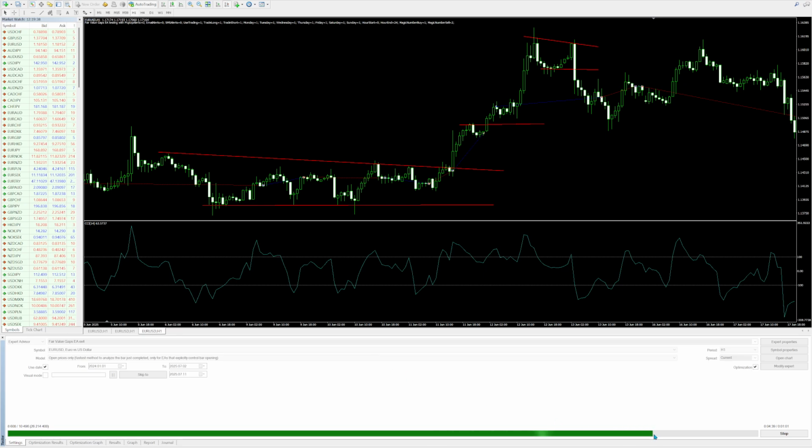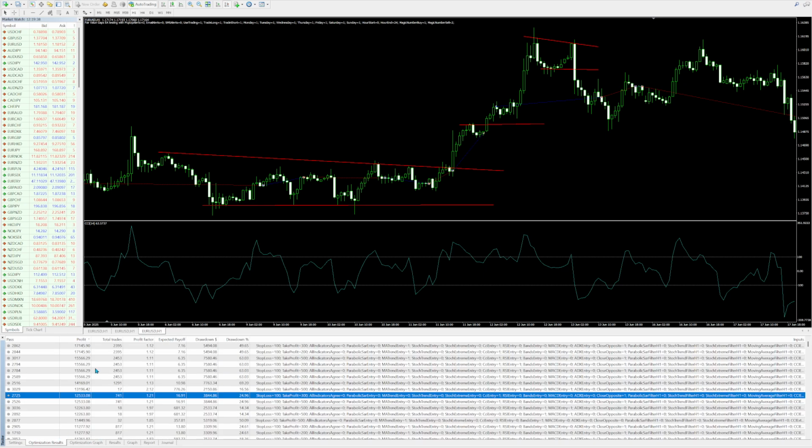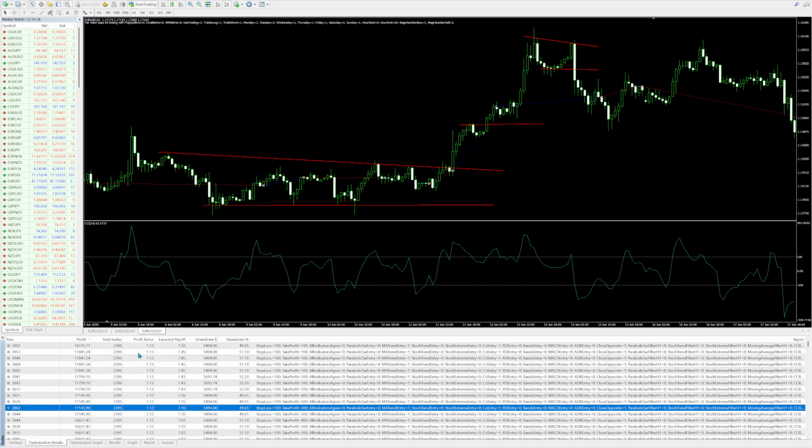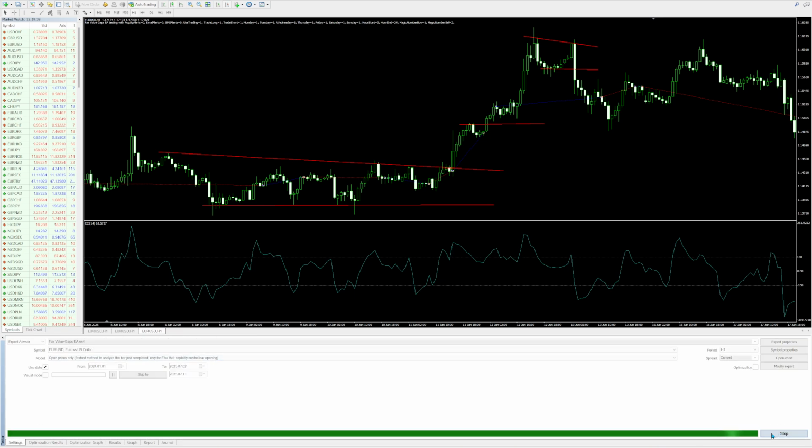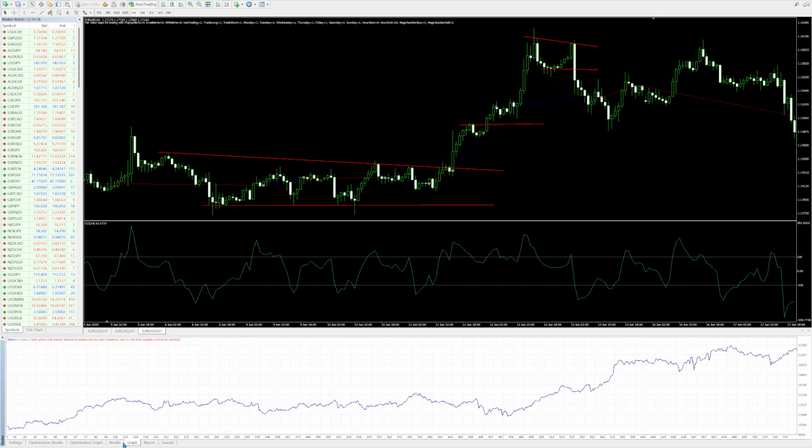Okay, we're coming towards the end of this optimization. There we go. So let's just sort by profit. You can see not as impressive as we did for the initial year. Let's just take a random one. Click start, run that, see what we get. Remember, we double click the settings, it loads them. Okay, not terrible.